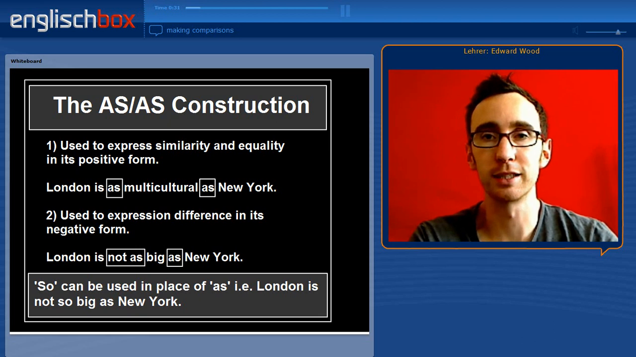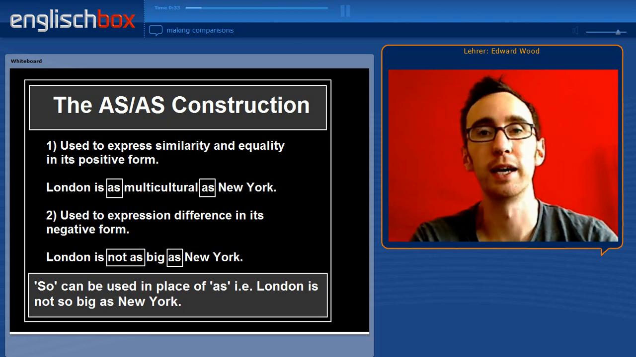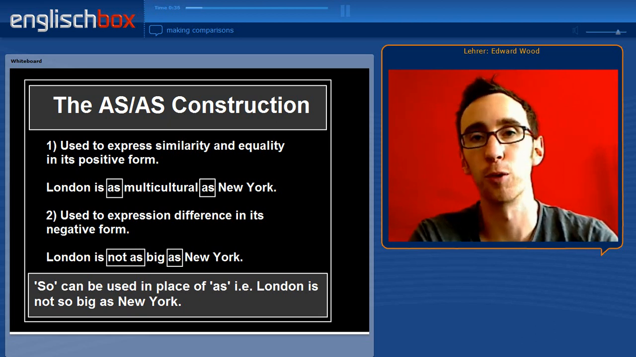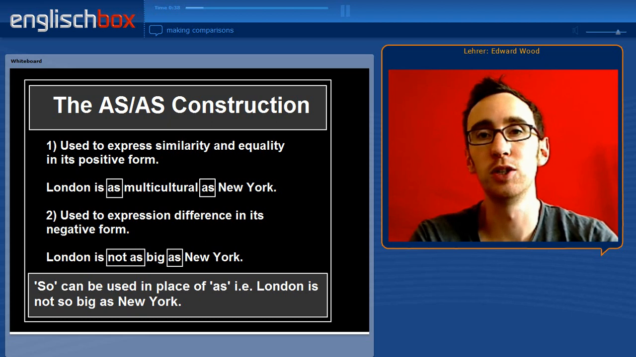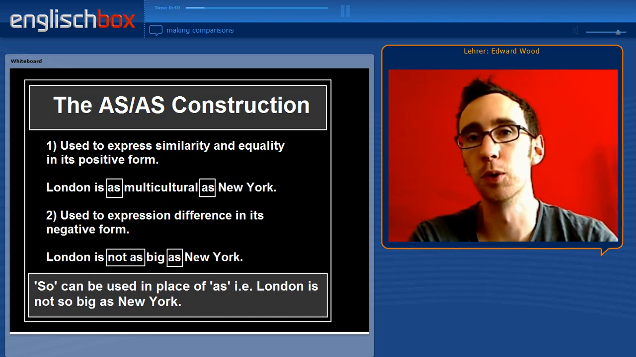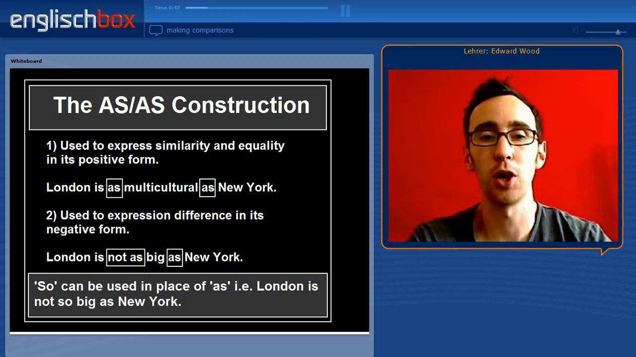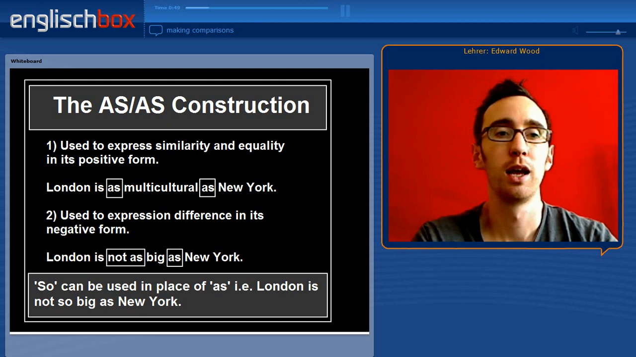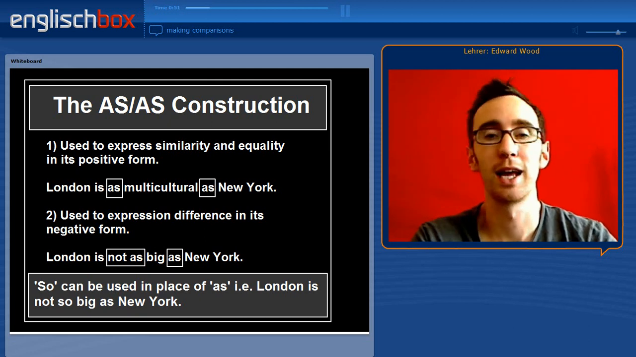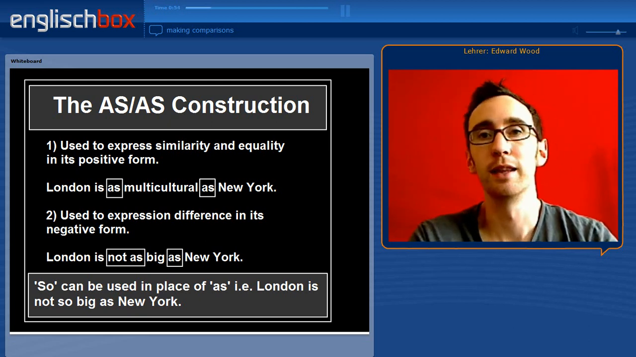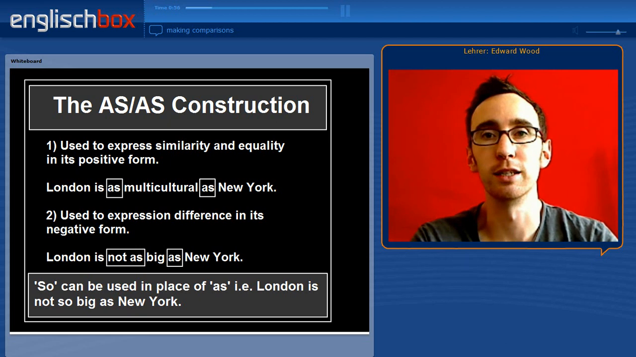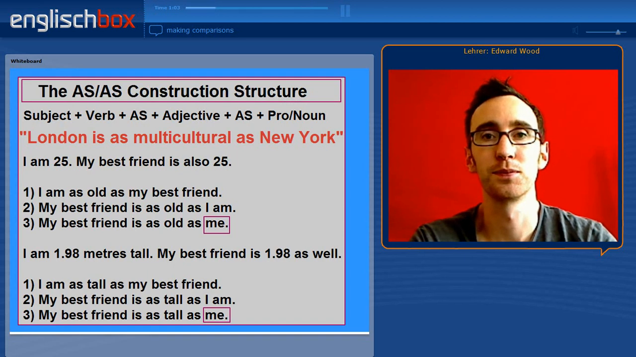In its negative form, it is used to express difference. For example, London is not as big as New York. We can also replace the first as with so. For example, London is not so big as New York. This is more common in the negative, and it's also more common in American English than in British English.